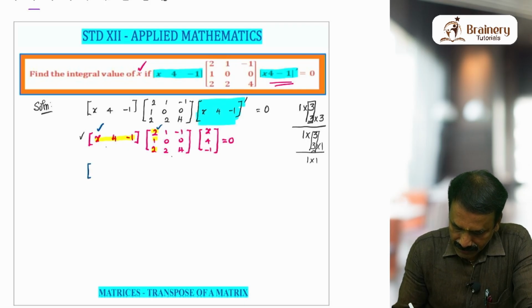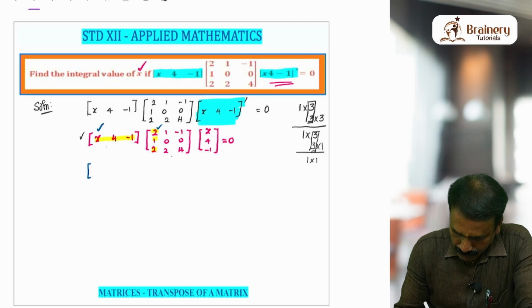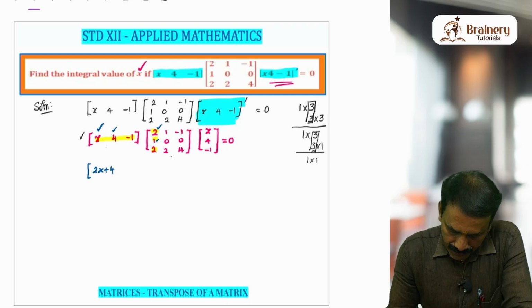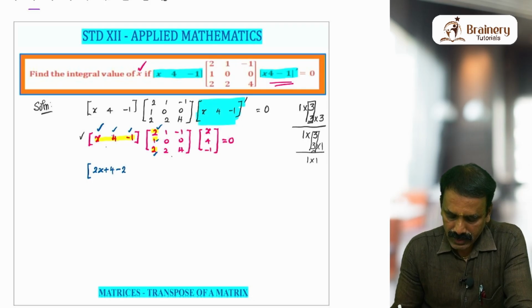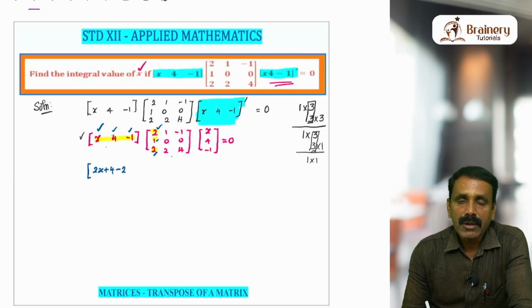First element multiplied with the first element. So x into 2, it is going to be 2x. Second element multiplied with the second element. 4 ones are 4. So it is plus 4. Written together, 4 multiplied with 1, 4. Then the third element is multiplied with the third element. So minus 1 is multiplied with 2. So you are going to get minus 2. So we got the first row, first column element.